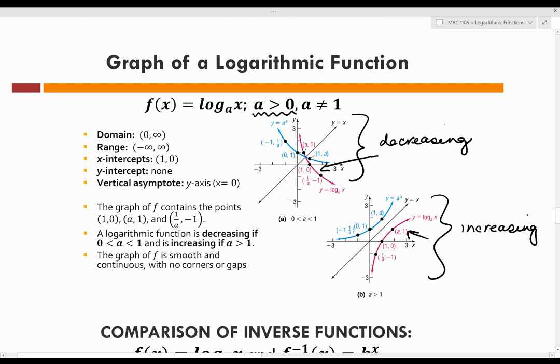You'll notice that both of these logarithmic graphs, the pink graphs, have vertical asymptotes. That vertical asymptote is the y-axis. You'll see that the pink graphs do not cross over the y-axis. So that's reversed, because remember, our exponential functions had horizontal asymptotes, so everything is reversed for our logarithmic functions. And you'll also notice that these graphs are smooth and continuous.